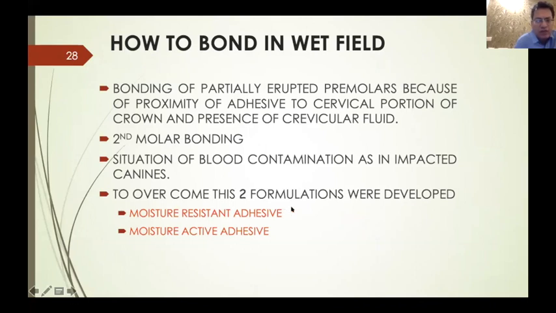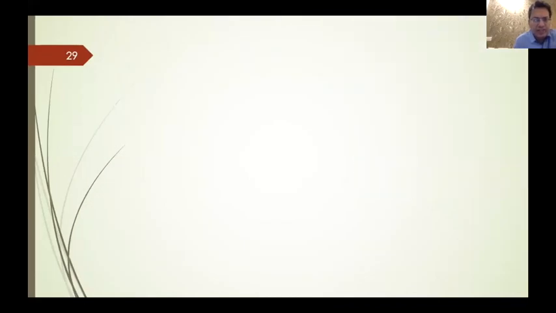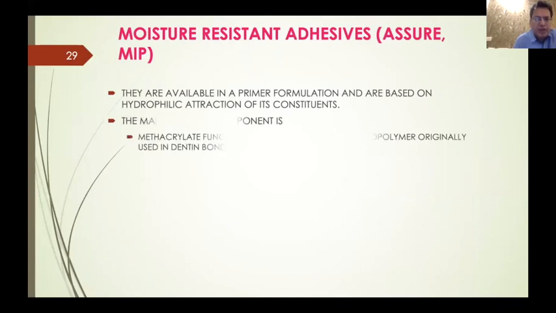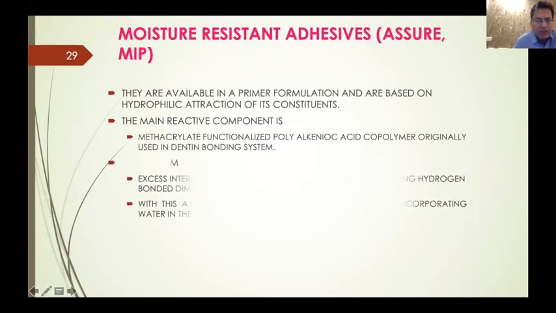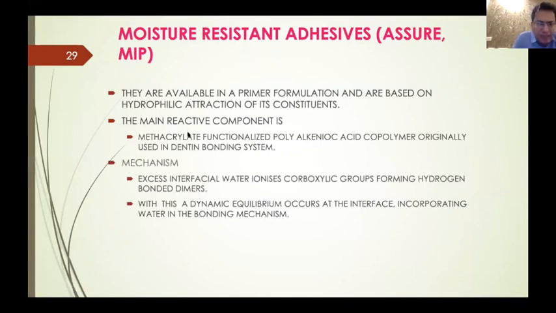So there are two formulations developed. One is called moisture resistant adhesive and the other is moisture active adhesive. Try to understand how they work differently. The moisture resistant adhesives, basically Azure and MIP, are a primer formulation and are based on hydrophilic attraction of its constitution. Hydrophilic means water repelling. Now, they are basically methacrylated polyalkanoic acid copolymers. Difficult to remember, but we have to remember that they are basically methacrylated polyalkanoic acid copolymers.